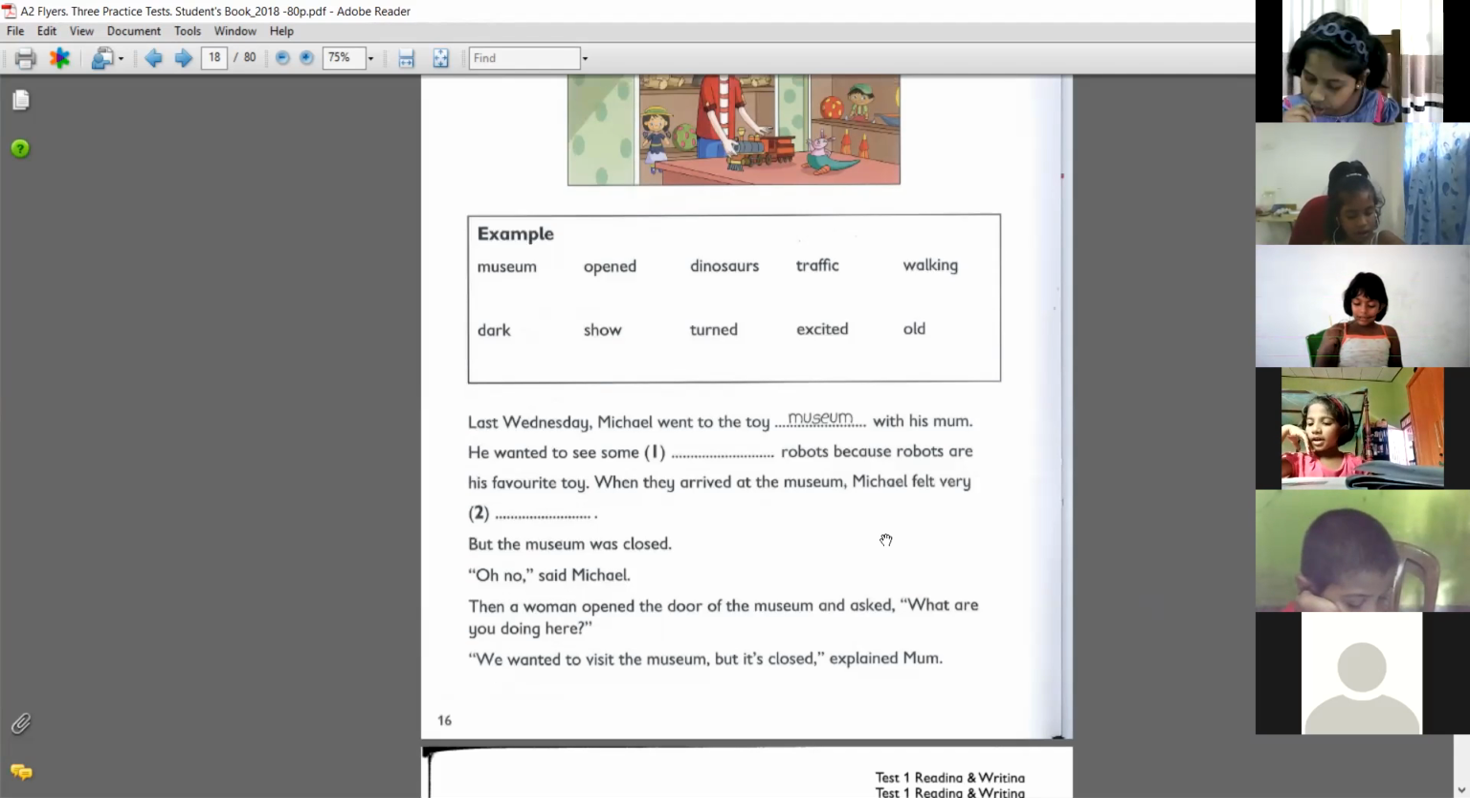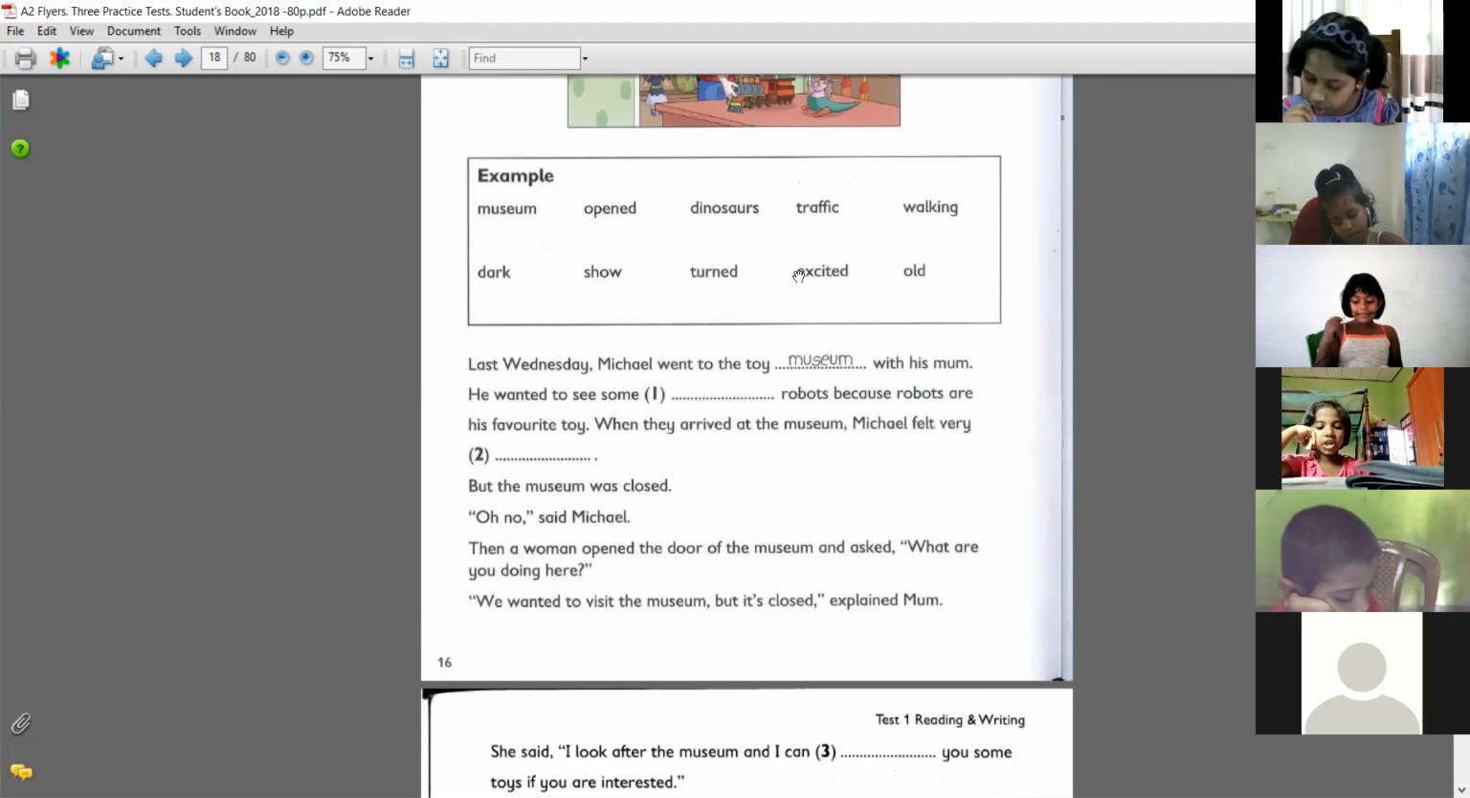All right, let's continue part 3. You can see the answers inside the box. So you want to read the passage and find the answers from this box. Last Wednesday, Michael went to a toy museum with his mom. So museum kiyanne kautukagare kiyala puthe. Godak parna dewal balanna puluwan menne metana indala. Last Wednesday, Michael went to a toy museum with his mom.